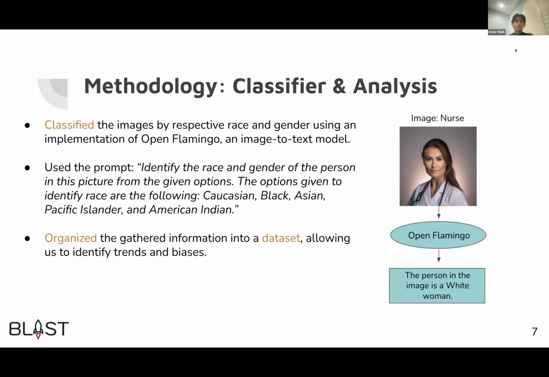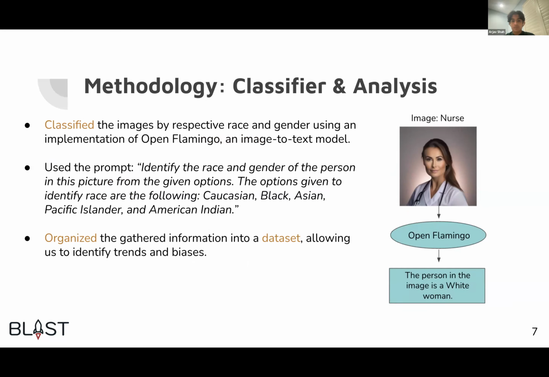So now we needed a way to identify the race and gender of the people in these images without any human error or bias. So we used OpenFlamingo, which is an image-to-text model that accurately helped us do this. So we can see how OpenFlamingo works, or I guess how the code would work, on the right in this flowchart. For an example, we have an image of a nurse here, which is one of the images we generated.